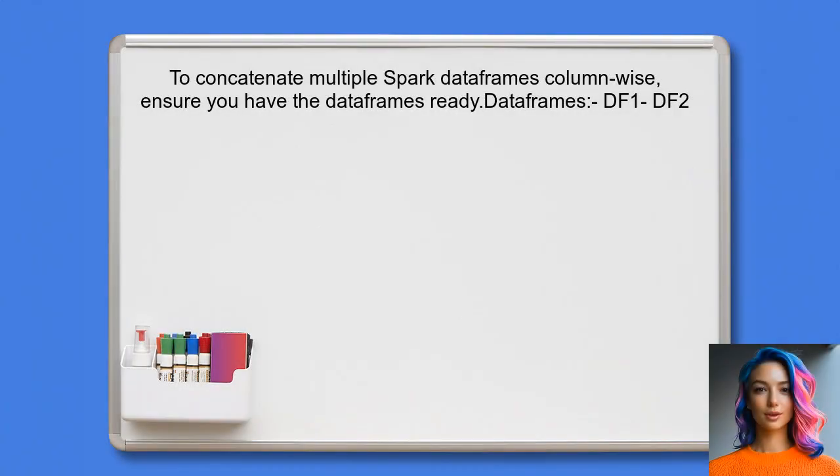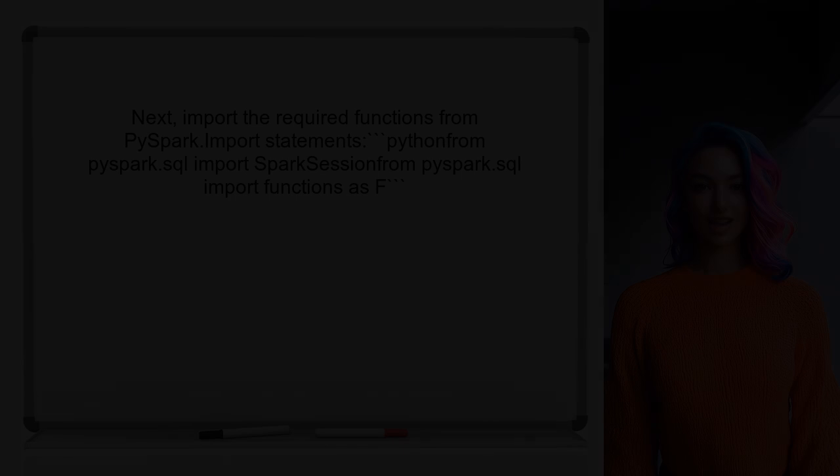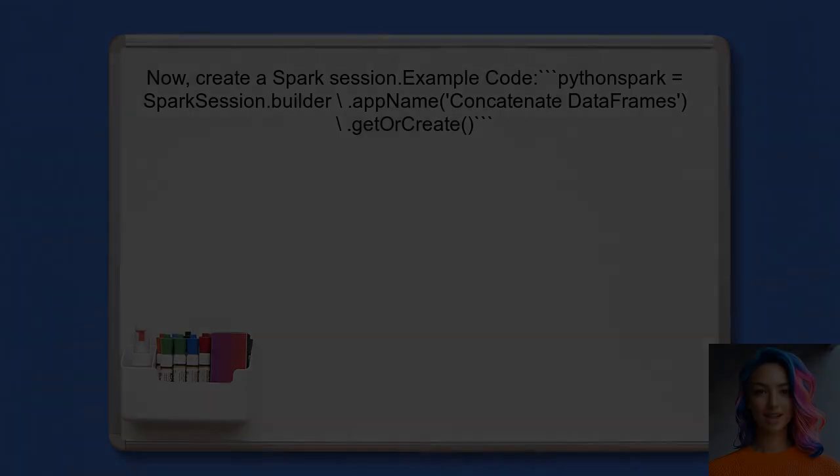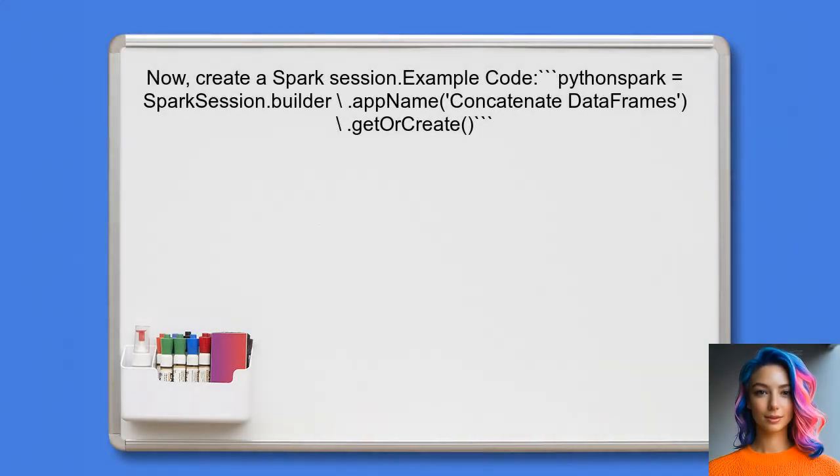To concatenate multiple Spark data frames column-wise, the user should first ensure they have the necessary data frames ready. In this case, we have two data frames, df1 and df2. Next, the user should import the required functions from PySpark. Specifically, they need to import the Spark session and the functions to work with data frames. Now, the user can create a Spark session. This is essential for working with data frames in PySpark. They can do this by calling SparkSession.builder.